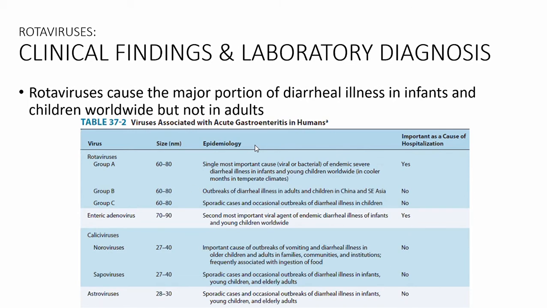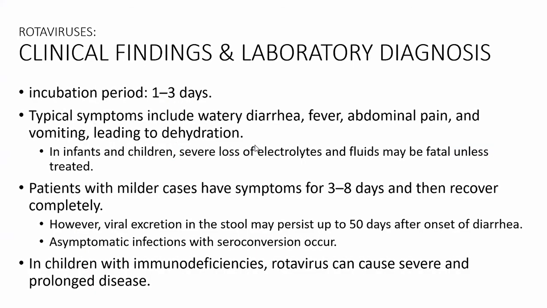For rotavirus, the incubation period is 1 to 3 days, and the typical symptoms include watery diarrhea, fever, abdominal pain, and vomiting, which will lead to dehydration. So in infants and children, severe loss of electrolytes and fluids can be fatal unless treated. Patients with milder cases have symptoms for 3 to 8 days and then recover completely. However, the excretion of virus in the stool can persist up to 50 days after the onset of diarrhea. Asymptomatic infection with seroconversion also occurs.